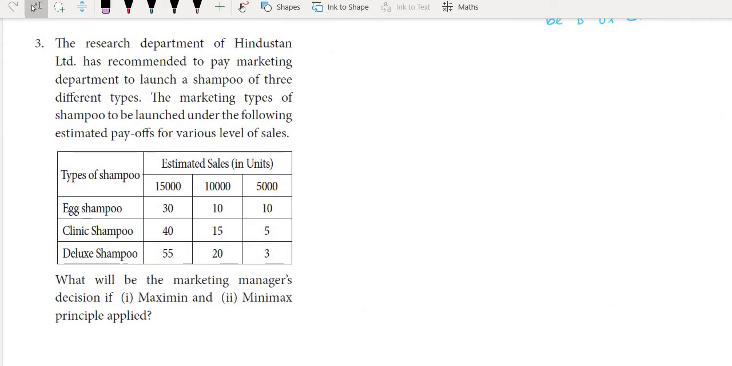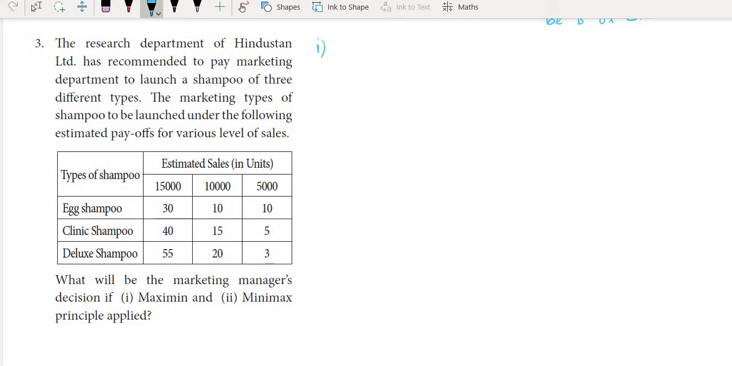Then question number 3. The question is, the research department of Hindustan Limited has recommended to the marketing department to launch a shampoo of 3 different types. The marketing types of shampoo to be launched are under the following estimated payoff for various levels of sales. We have 3 different shampoo varieties: egg shampoo, clinic shampoo and deluxe shampoo, and estimated sales are 15,000 units, 10,000 units, 5,000 units. What will be the marketing manager's decision if maximin and minimax principle applied?